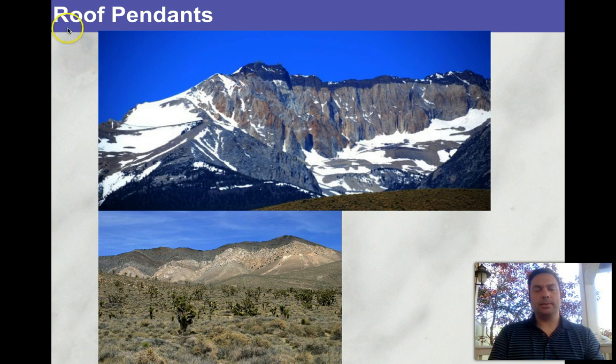And so these little features are called roof pendants because they're still hanging up here on top of the magma chamber. We can see this transition zone, in this case from the Sierra Nevada. There's another roof pendant down here, and I believe this is in the Utah desert somewhere, where a pluton has come in, and there's a roof pendant sitting up here on top. The same degrees of metamorphism that we've been describing are exhibited at these locations.